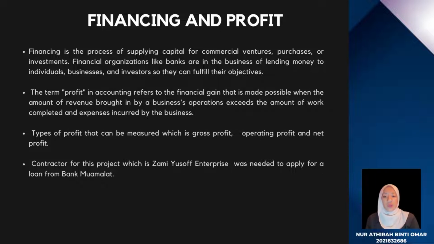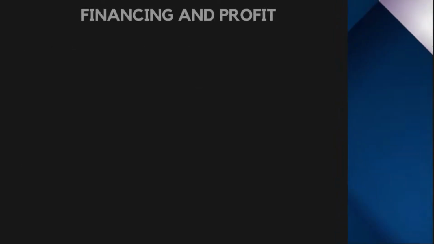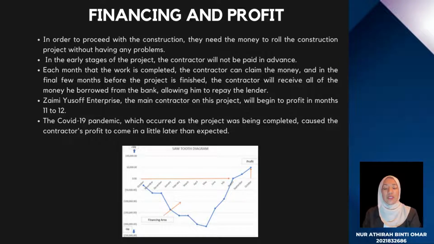The contractor for this project, which is Zami Yusof Enterprise, needed to apply for a loan from Bank Muamalat. In order to proceed with the construction, they need money to run the construction project without having any problems. In the early stage of the project, the contractor will not be paid in advance, and each month that the work is completed, the contractor can claim the money, and in the final few months before the project is finished, the contractor will receive all the money that he borrowed from the bank, allowing him to repay the lender.